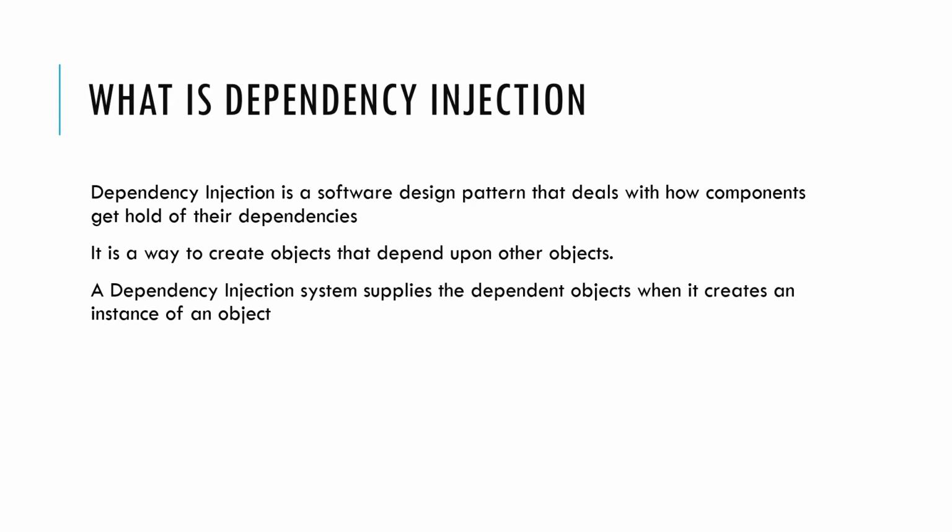So what is dependency injection? Dependency injection, or DI, is a software design pattern that deals with how components get hold of their dependencies. It is a way to create objects that depend upon other objects. So the dependency injection system supplies the dependent object when it creates an instance of the object.